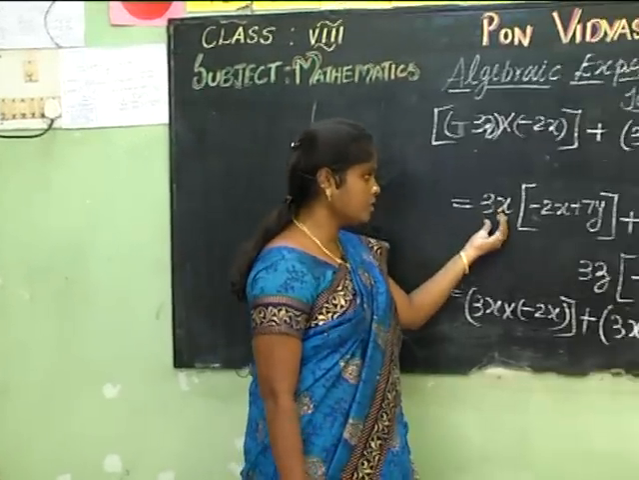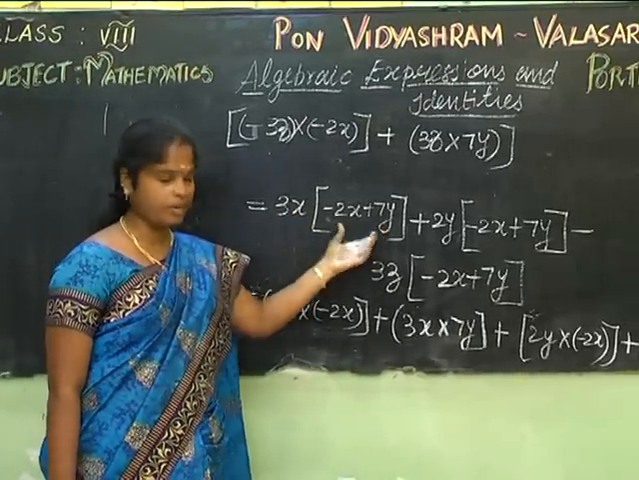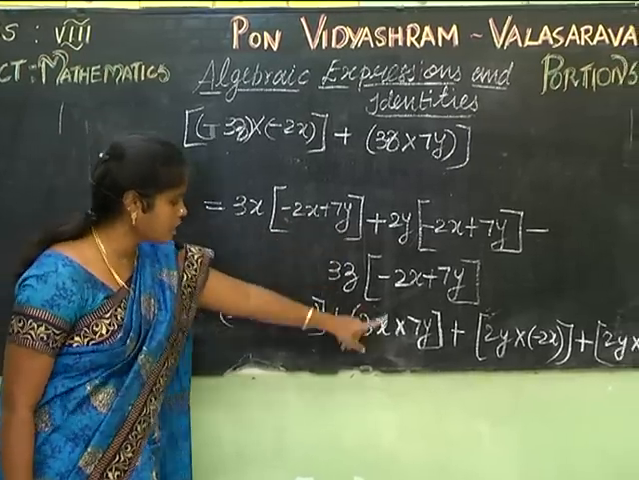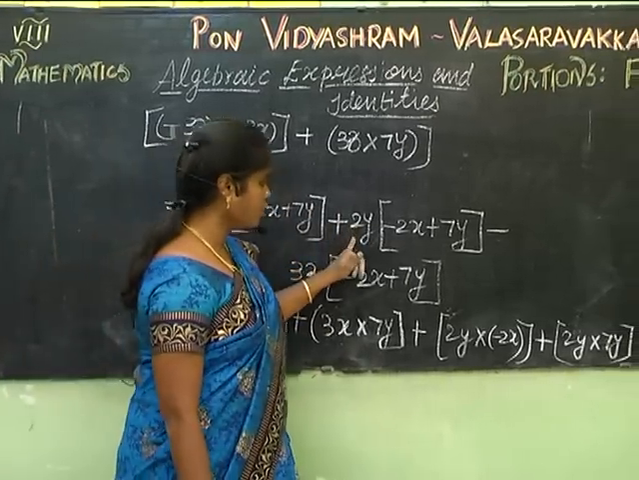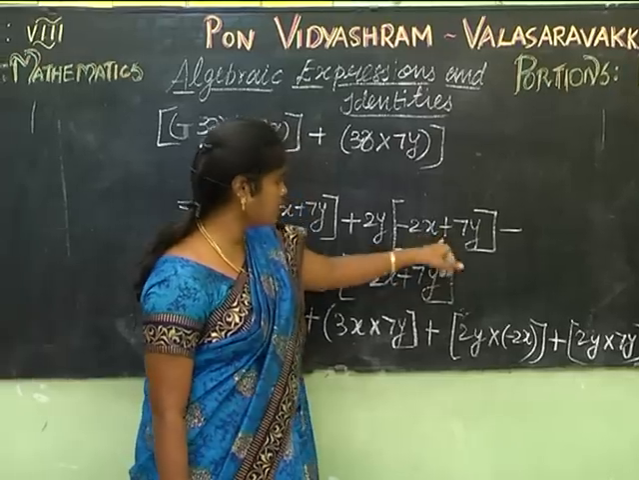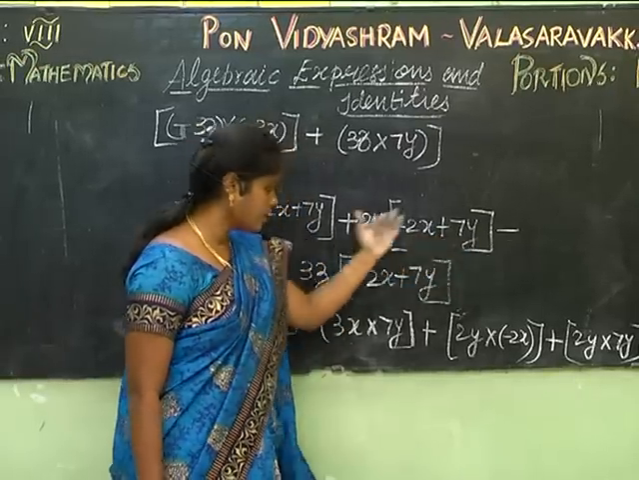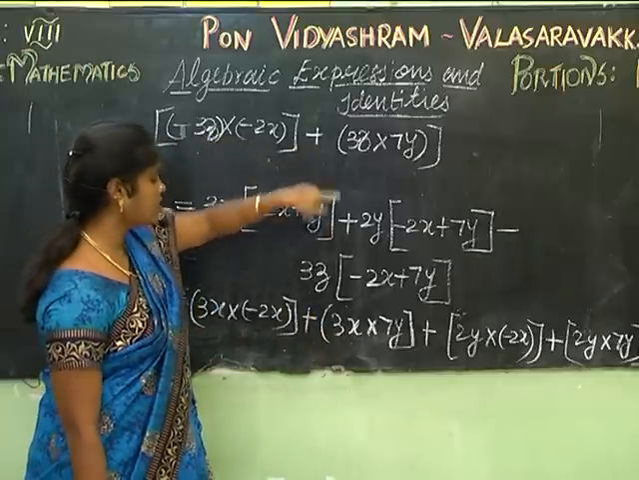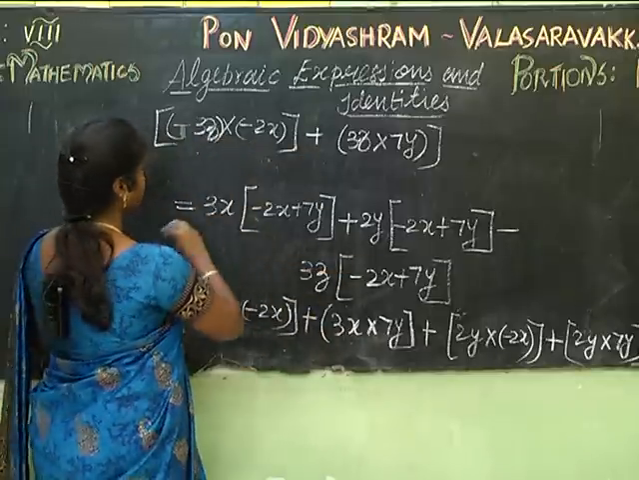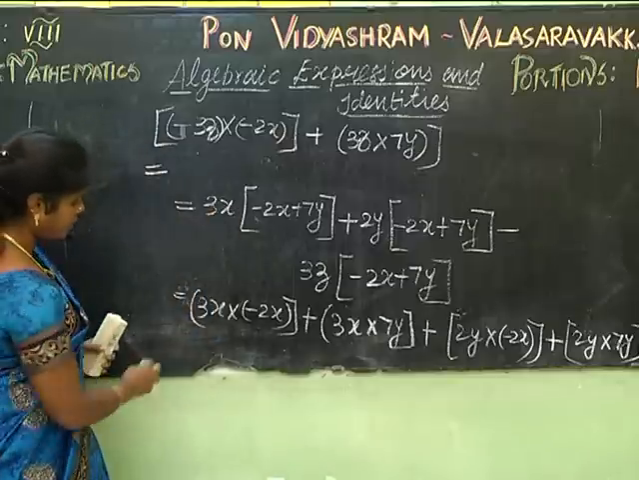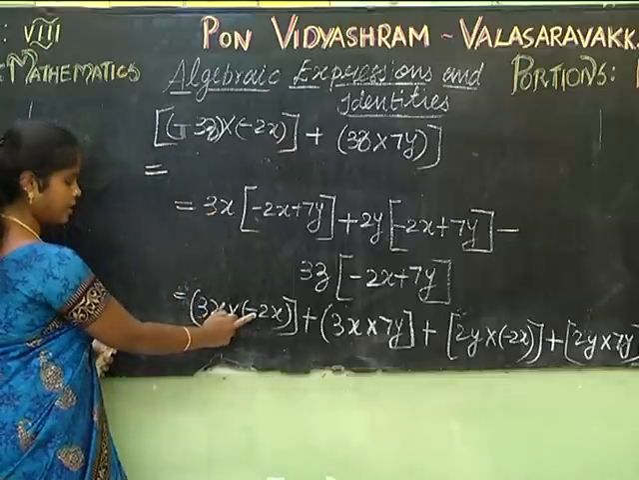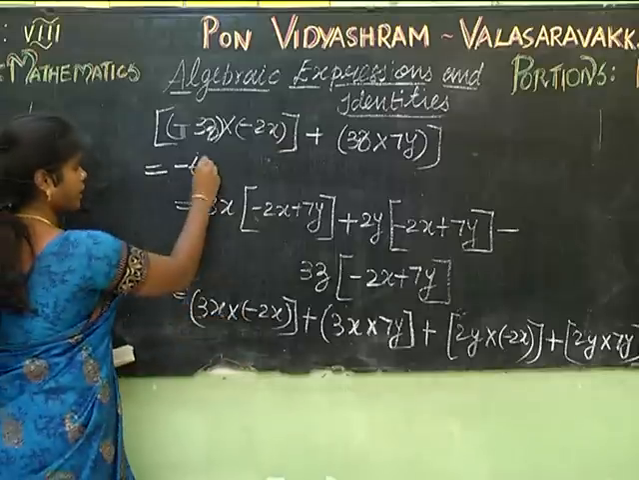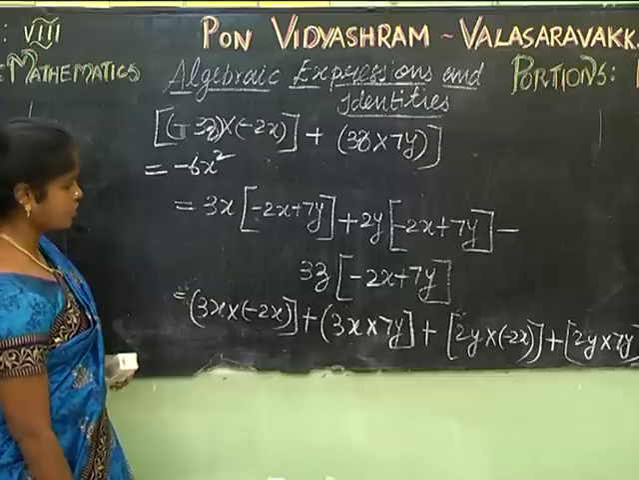Listen, we are multiplying this monomial into the binomial. 3x into minus 2x plus 3x into 7y. Come to the second one. 2y into minus 2x plus 2y into 7y. Come to the third one. 3z into minus 2x plus 3z into 7y. Now we are going to multiply everything. Plus 3 into minus 2, so minus 6. x into x, x square. So the first one is over.